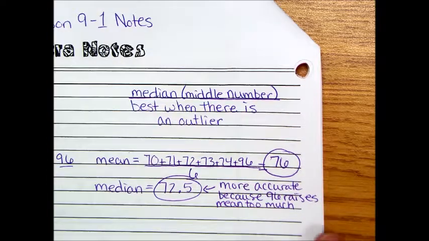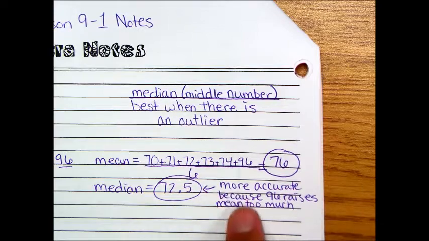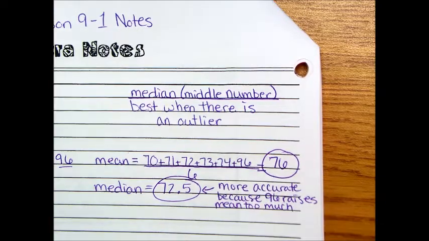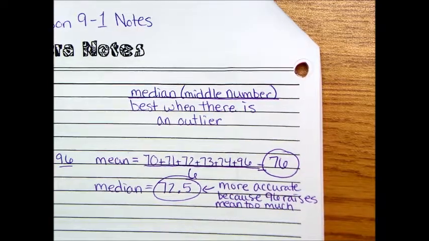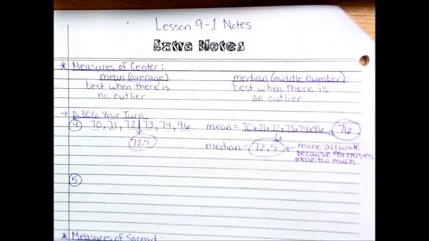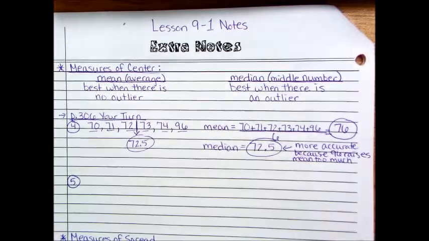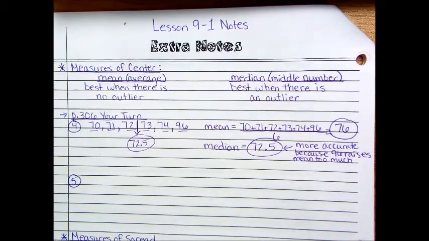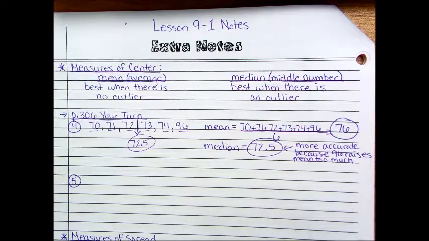So in this case, the median would be a more accurate measure of center than the mean, because that outlier of a 96 really raises that average up beyond what the actual central point is. All right, one more. In number 5, Raul's golf scores. Okay, take the time to look in your book and put them in order from least to greatest.